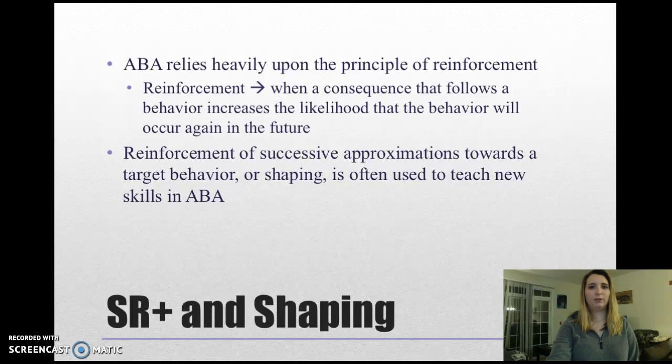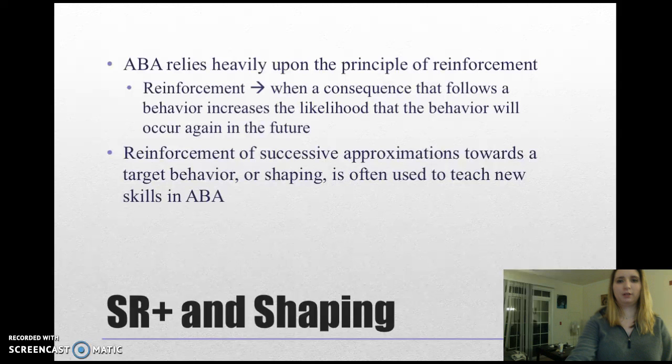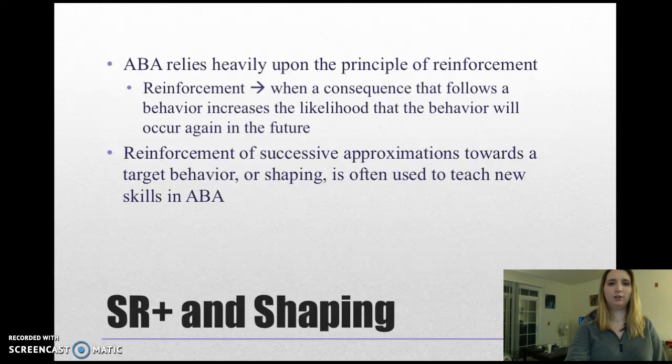ABA relies heavily upon the principle of reinforcement. Reinforcement occurs when a consequence that follows a behavior increases the likelihood that the behavior will occur again in the future. Reinforcement of successive approximations towards a target behavior, shaping, is often used in skill acquisition in ABA.